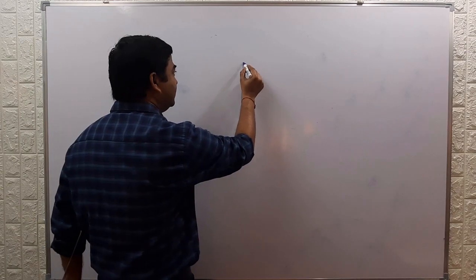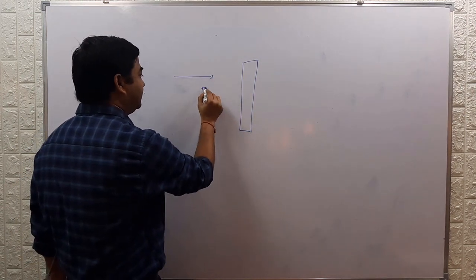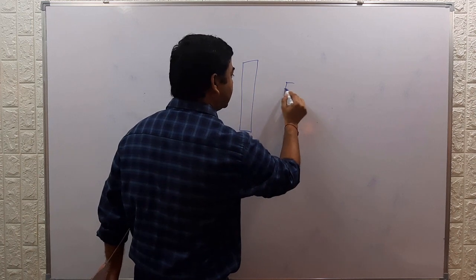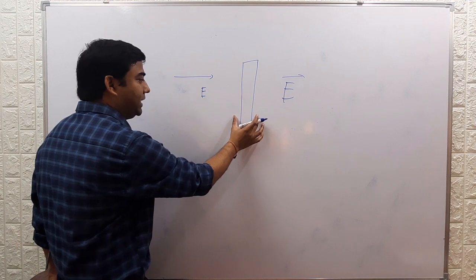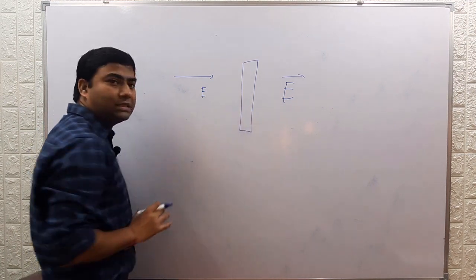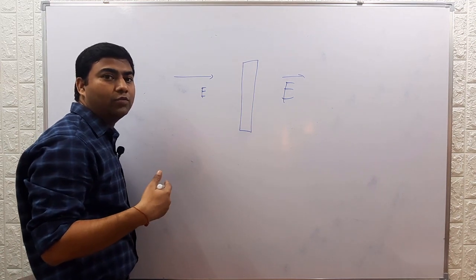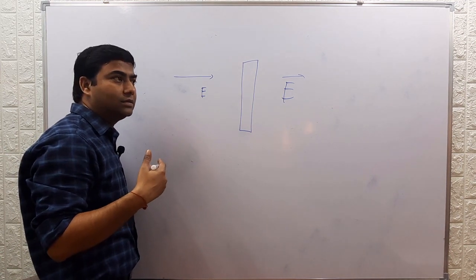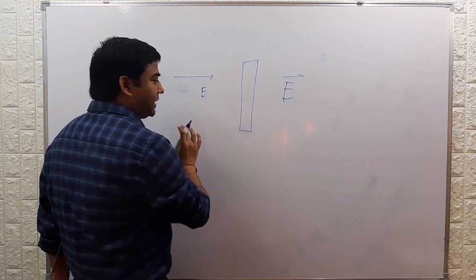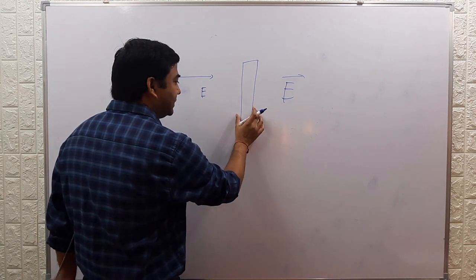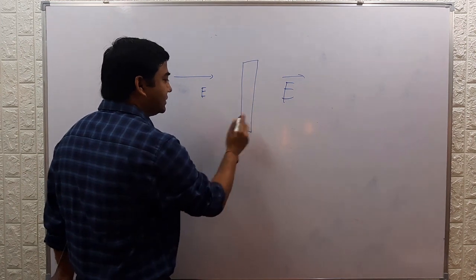Another example which we will understand with the help of Gauss's law: there is a constant electric field E existing, and a metallic plate is placed in this electric field. This is a very large metallic plate, so we can use the formula of infinitely large charged surface. So this metallic plate is kept. Let the area of every surface be A.